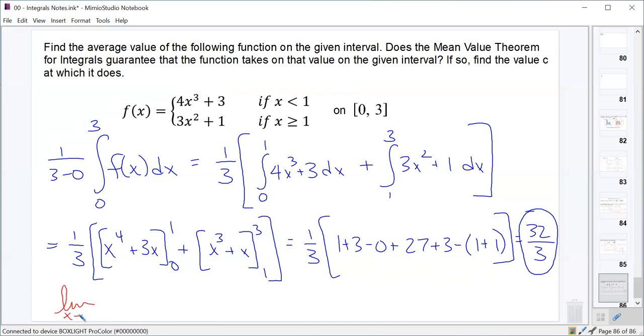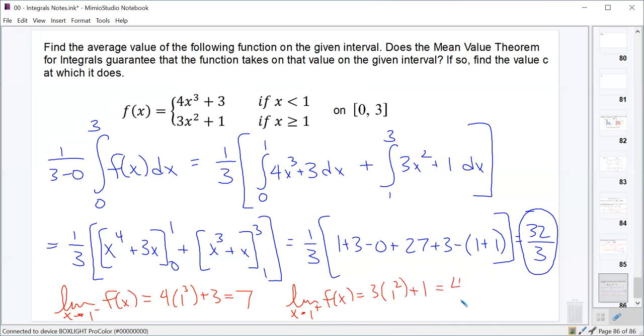So we'll look at the limit as x approaches 1 from the left of f of x. That'll be the piece approaching from the left-hand side, the 4x cubed plus 3. So that'll be 4 times 1 cubed plus 3, which is 4 plus 3, or 7. And then we'll look at the limit as x approaches 1 from the right of f of x, which will be 3 times 1 squared plus 1, which is 3 plus 1, or 4.